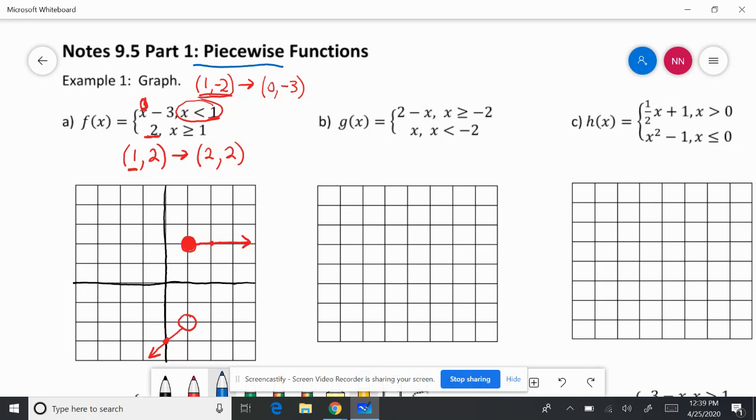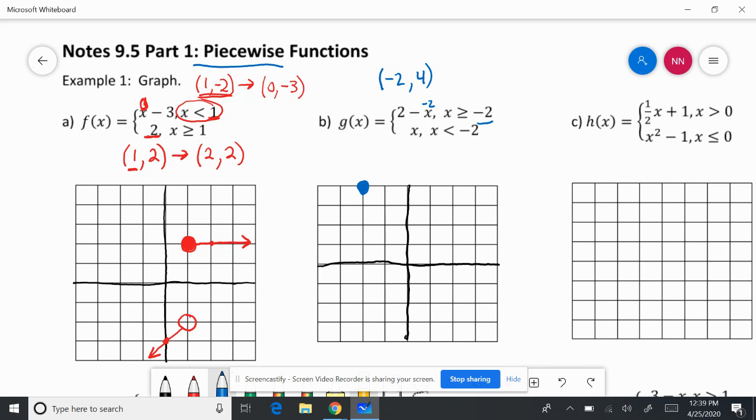Now, if we look at letter B, we're going to do the same thing. I'm going to start at negative 2. I take the negative 2 and plug it in. 2 minus a negative 2 is 4. That's my starting point. So I'm going to plot (negative 2, 4). I notice that it's a closed circle, so (negative 2, 4) gets a giant closed circle.